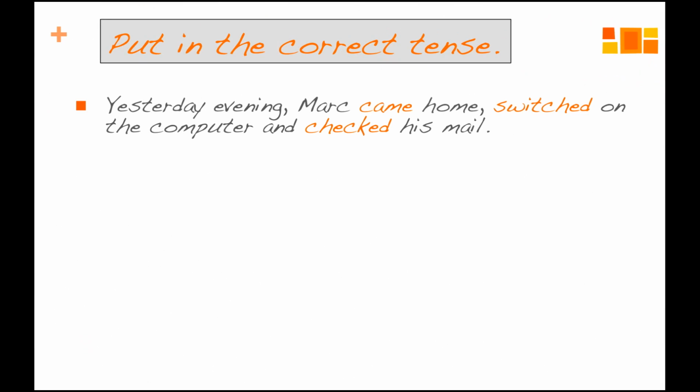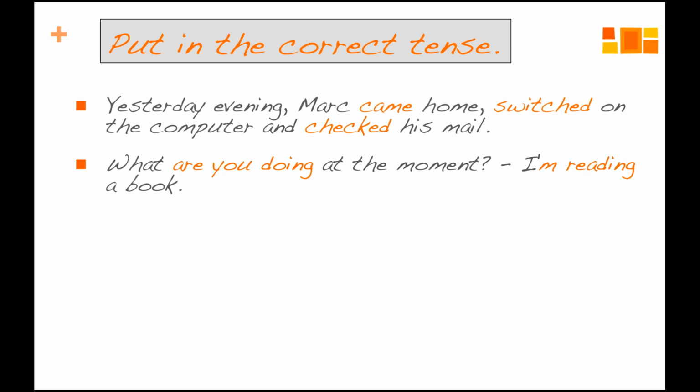This is your first sentence. Yesterday evening, Mark came home, switched on the computer, and checked his mail. Yesterday, of course, means past tense, so that's already clear. And you still have to decide whether you need the simple or the continuous. Now, this is a clear case for the simple past. You've got one action after the other. There is no mentioning of being in the middle of doing something, okay? This is talking about things in general, one after the other, a clear case for the simple past.